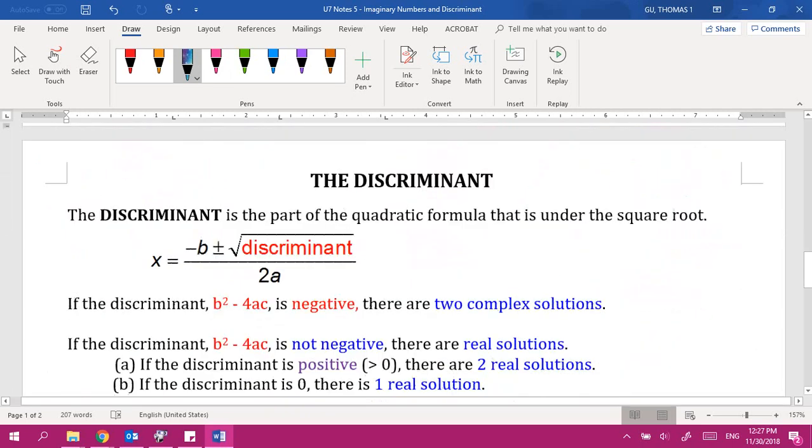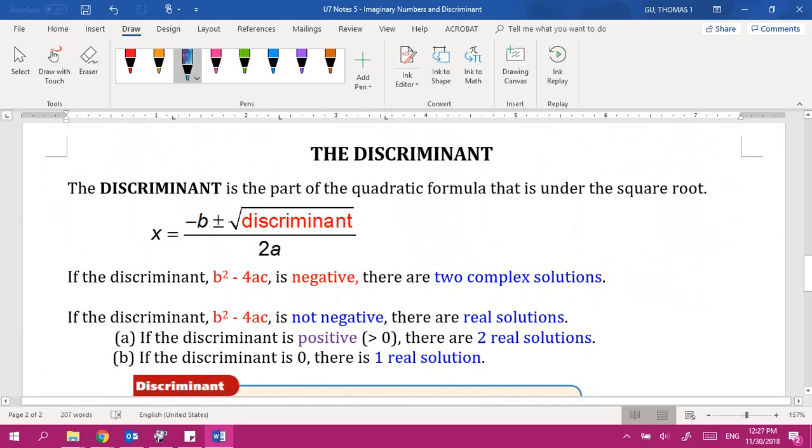So let's go to the backside then. The backside is all going to be about the discriminant. The discriminant. Not to be confused with discrimination. Okay, discriminant. This is the part of the quadratic formula that's under the square root. Remember the quadratic formula that looks like that? X equals negative b plus or minus square root of b squared minus 4ac over 2a. The part that's under the square root, that b squared minus 4ac, that's called the discriminant. And the point of the discriminant is, based on its value, it tells you how many solutions there are, and what kind of solutions there are.